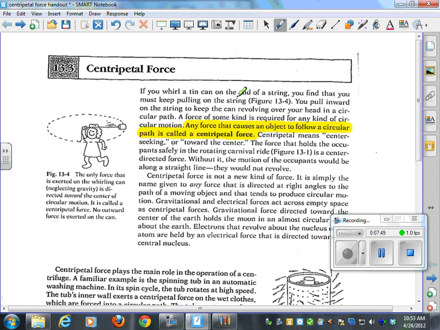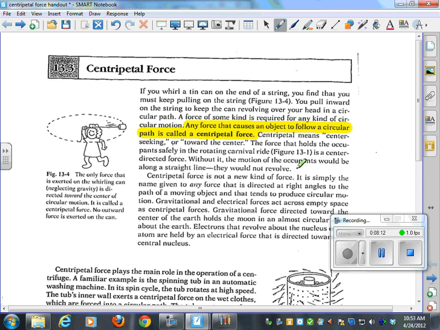Okay, so the force that holds the occupant safely in a rotating carnival ride is the center-directed force. Without it, the motion of the occupants would be along a straight line. They would not revolve. Now, centripetal force is not a new kind of force. It is simply the name given to any force that is directed at right angles to the path of a moving object and tends to produce circular motion. So it's not a new kind of force.